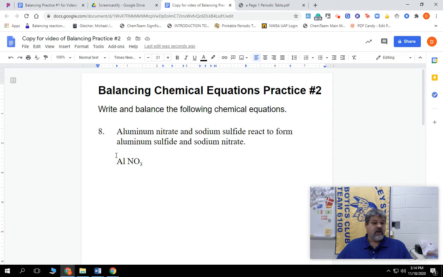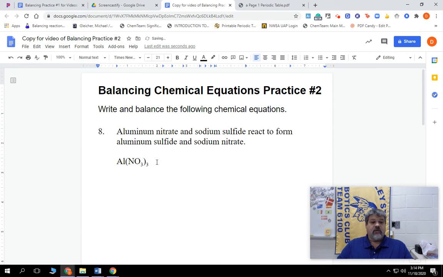Now, nitrate was a -1. This was a +3. They do not match, so we're going to crisscross them. So that means that I have to put this in parentheses, and I'm going to put a subscript of 3 there. So I need 3 nitrates at a -1 to equal the 1 aluminum at a +3. Okay, so there is our aluminum nitrate.